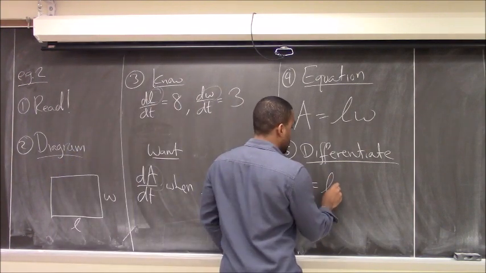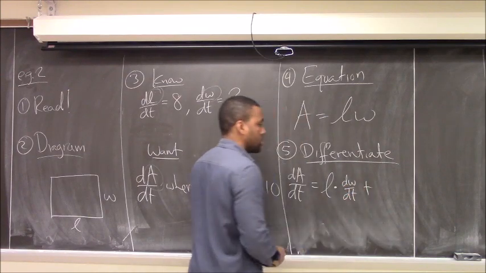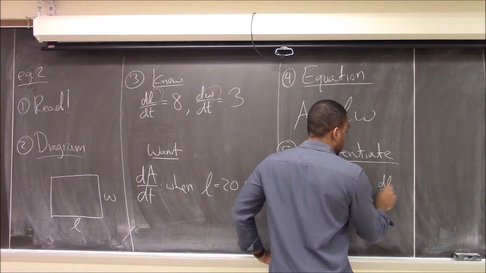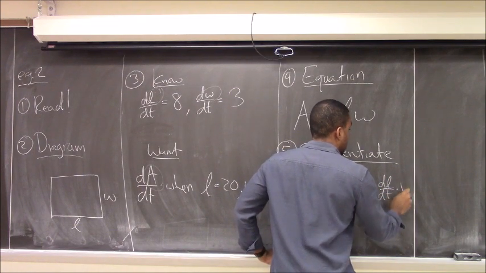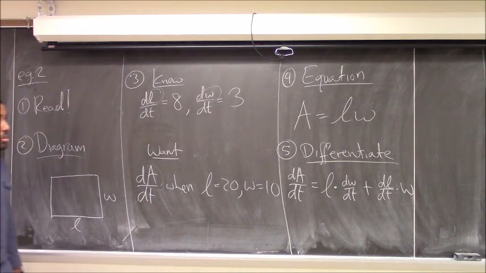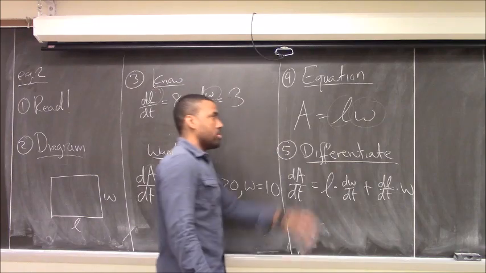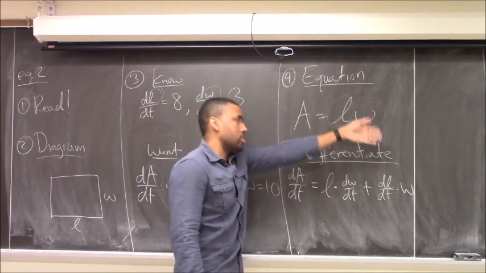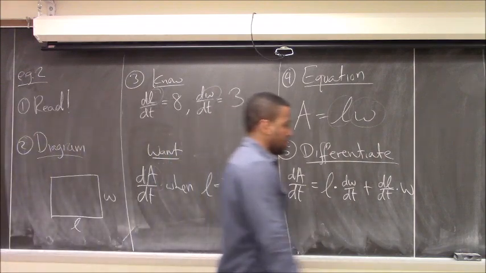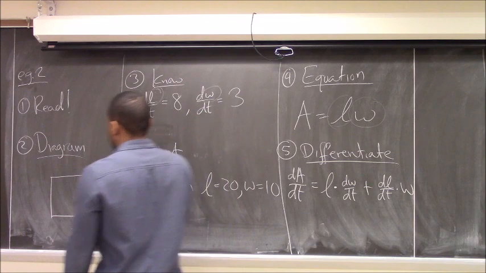So I differentiate the W, plus W times dl/dt. Now I differentiate the L. So I did the product rule with the implicit differentiation. These are two functions, so I have to differentiate one, leave the other, plus differentiate this one, leave the first one. Which now leads us to step 6, and I think we know all of those.